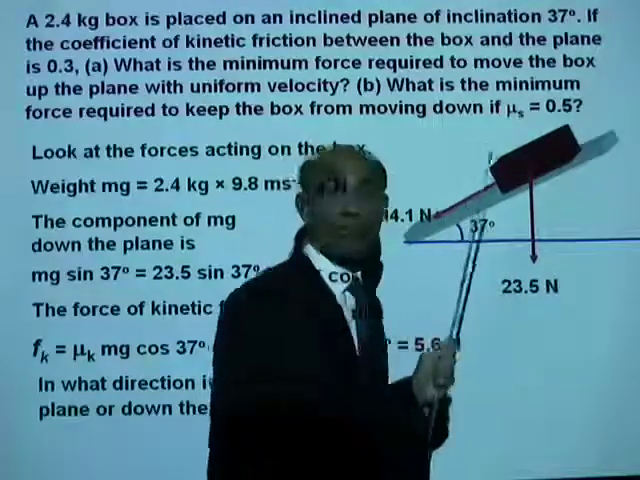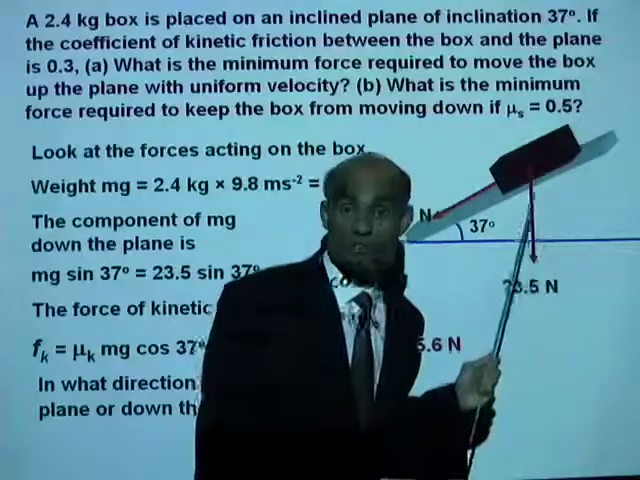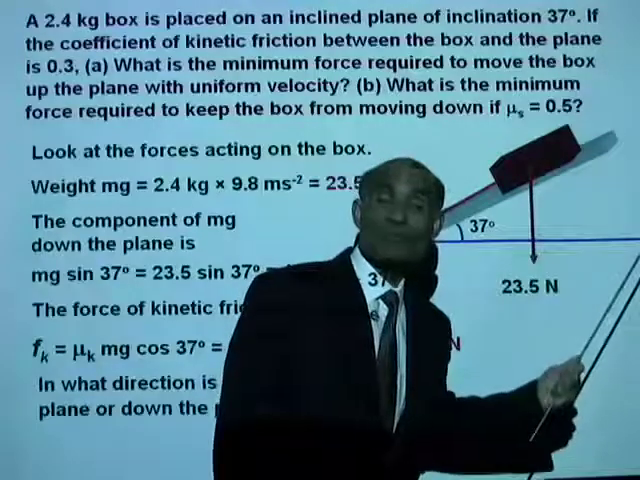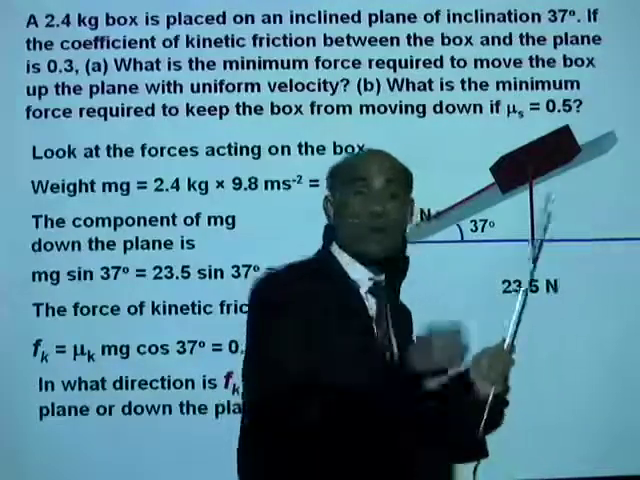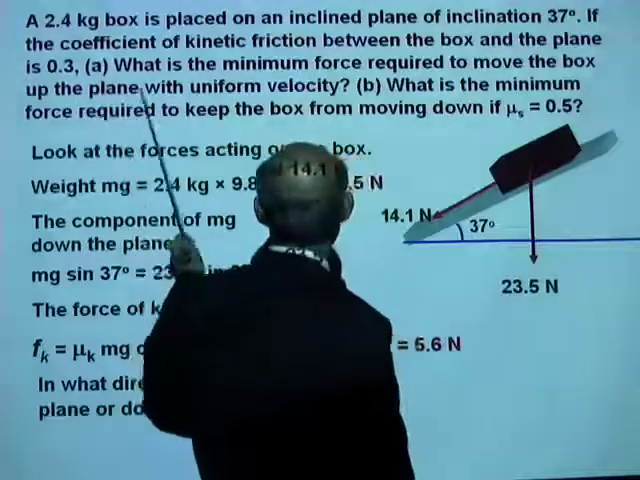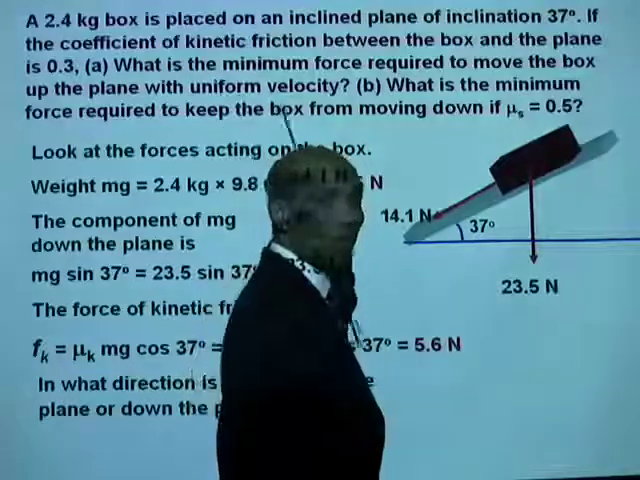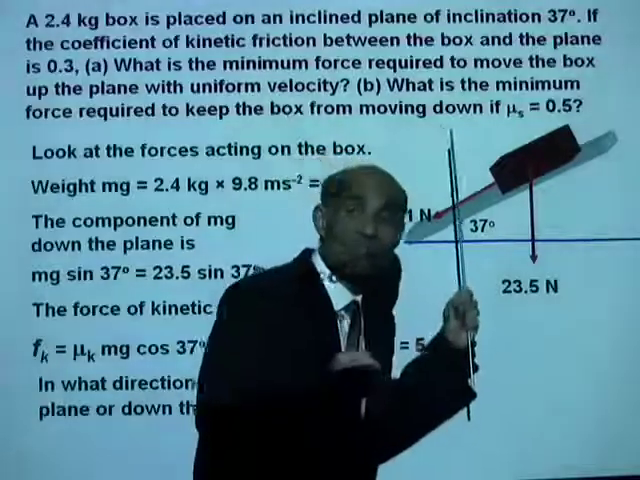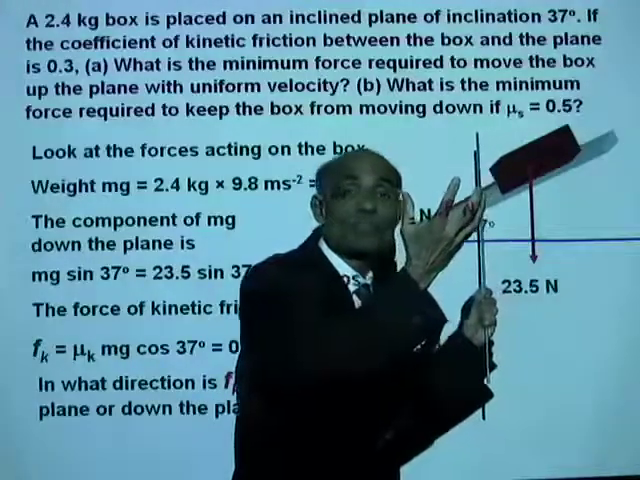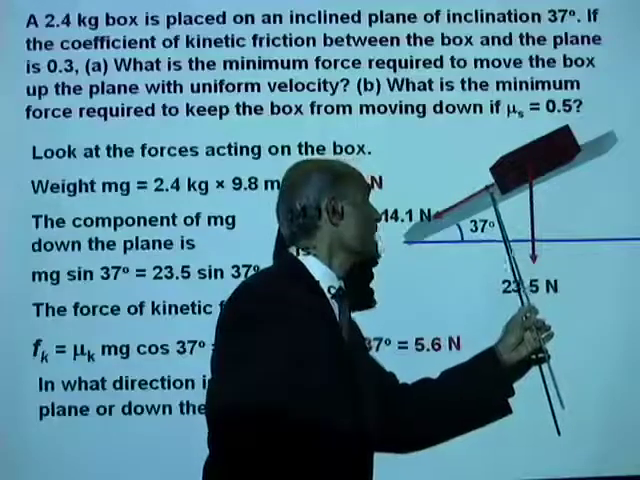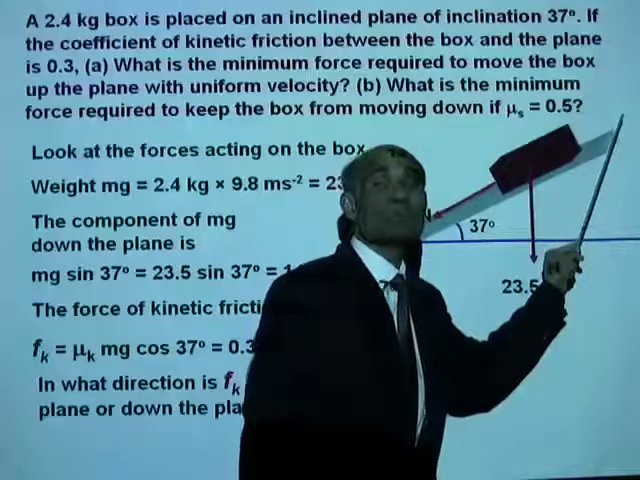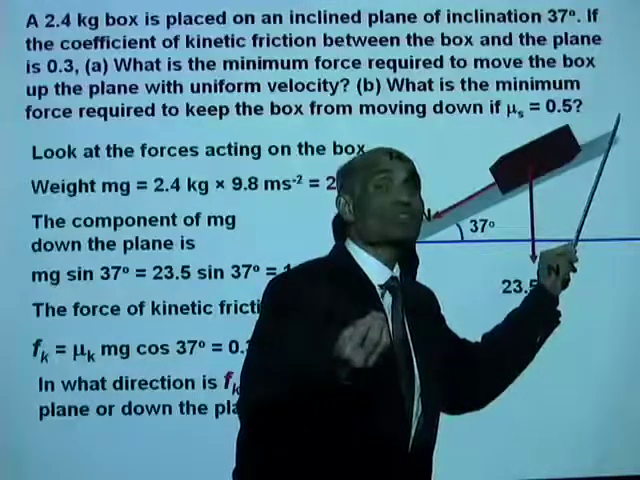And now, you don't want to create an acceleration on the box, do you? No. We don't want a net force. We want to balance the force. That's all we want. Because what we want is to move the box up the plane with a uniform velocity. When the box moves with uniform velocity, there is no net force on the box. That means the total downward force needs to be overcome by an upward force, so that the net force is 0.